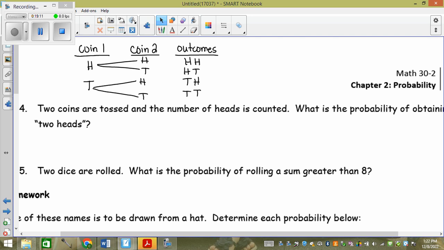So this one wants, what is the probability of obtaining 2 heads? So the probability of 2 heads. Whatever we ask for beside the probability of 2 heads, the number of that always goes on the top and the total goes on the bottom. So how many have 2 heads? 1 out of 4.